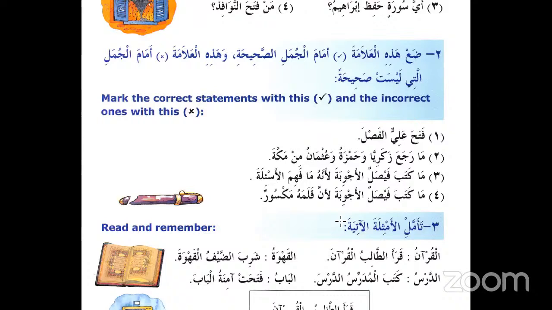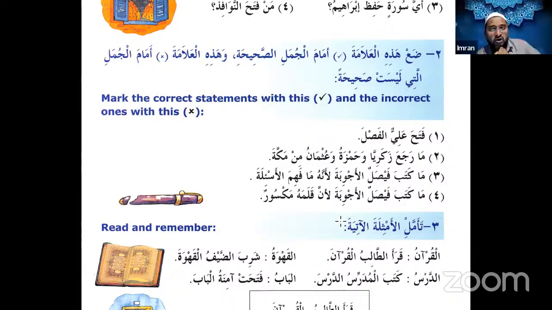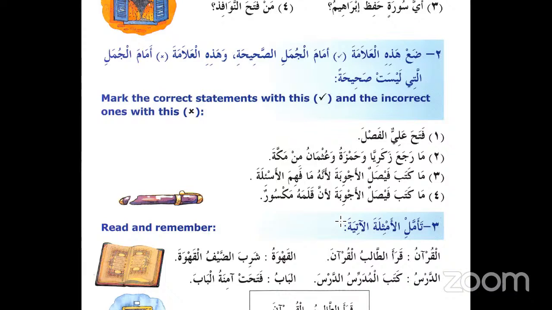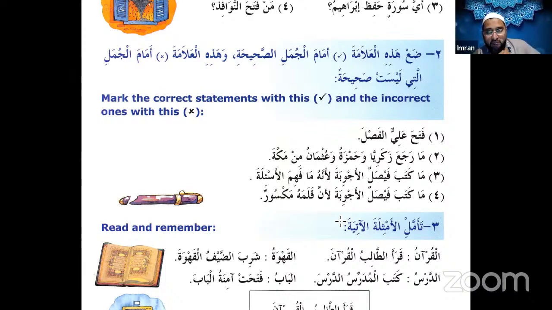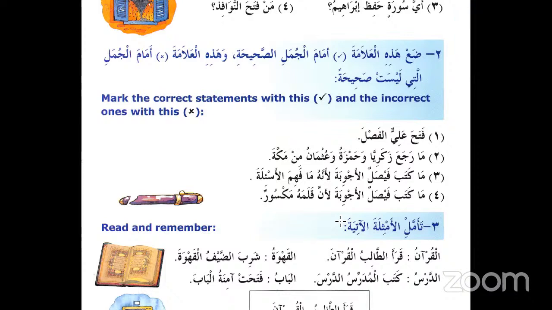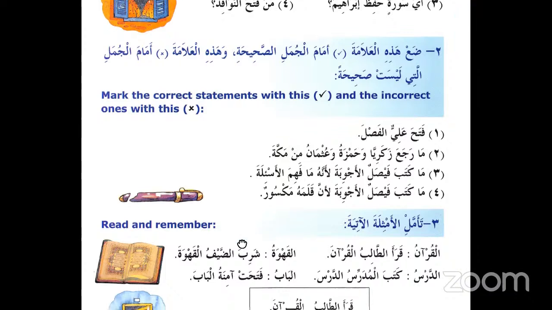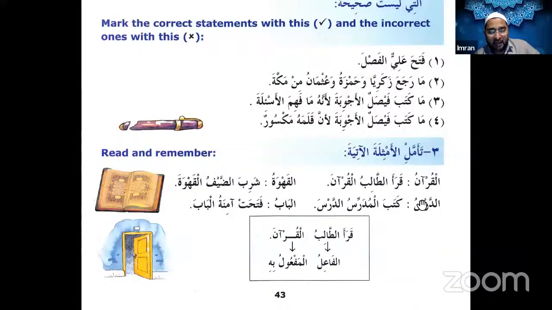Translation. How to write: ما كتب, Faisal did not write the answers because his pen was broken. No, it's incorrect. Correct. That is right. Dr. Rahim, can you read the next exercise, please?